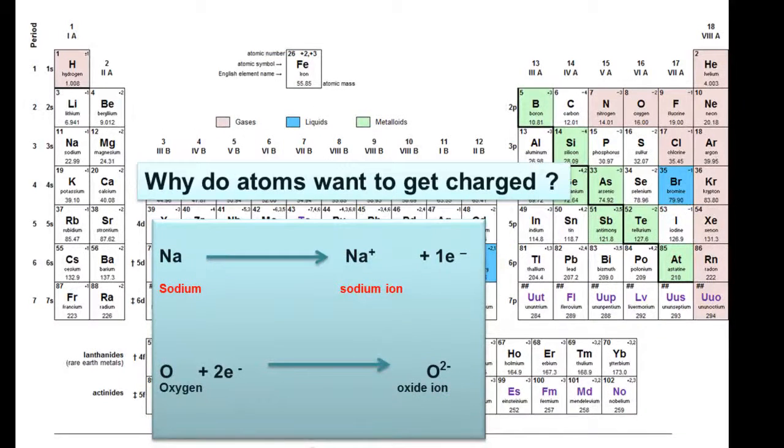But the next question is, why do these elements want to lose or gain electrons and acquire some charge? And why is this number fixed? Why does sodium want to lose only 1 electron? Why not 2? Let's try to understand this.